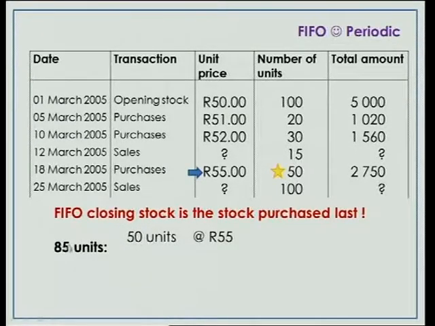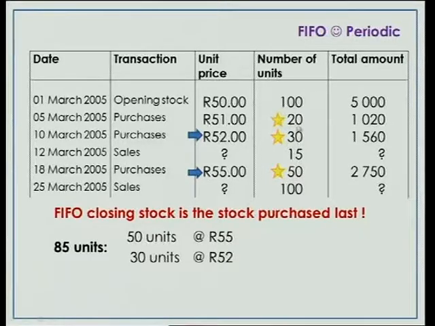So how many do we still have? We still have 35. Okay, so let's go to the next one. That 30 units was purchased at a price of 52. So now we've got 50 plus 30, which brings us to 80. Do you see there's still another 5 units left? What's the price of that 5 units?